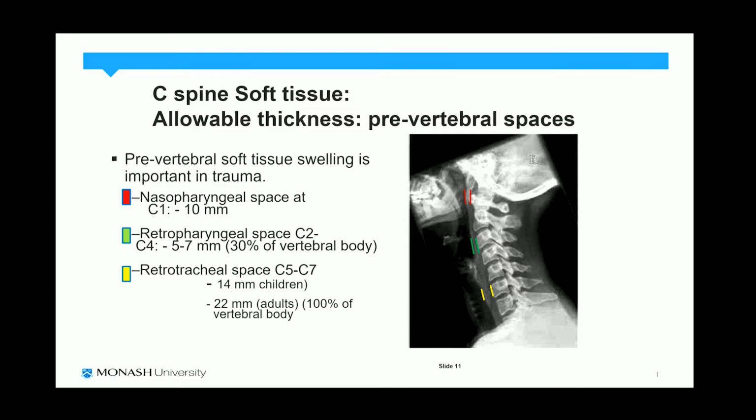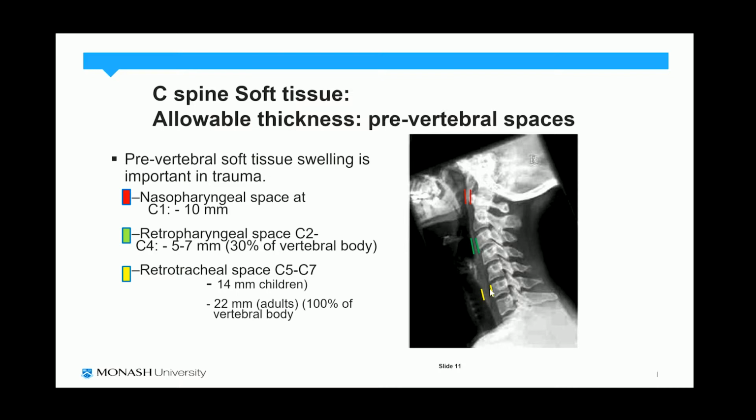Soft tissue is quite important, especially with traumatic conditions. So the prevertebral soft tissue swelling can be an important indicator of trauma to the cervical spine. The nasopharyngeal space, which is at the level of C1, that distance should not be greater than 10 millimeter. The retropharyngeal space, which is from C2 down to C4, should be between 5 to 7 millimeter or at maximum 30% of the vertebral body.